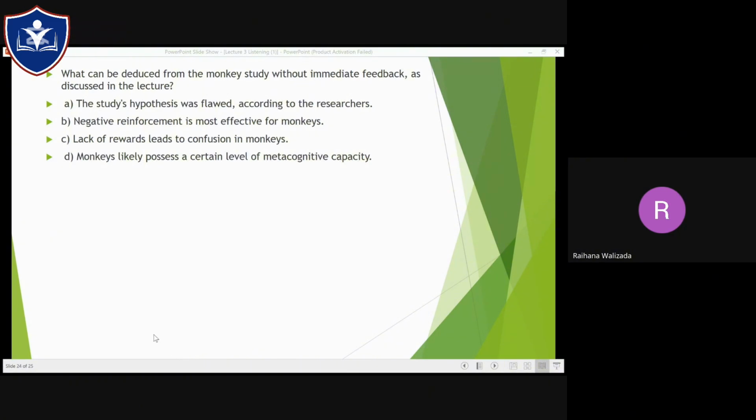All right, I believe that A and B, these two are not really the potential answers. So we're left with C and D, as you all have mentioned as well. Lack of rewards leads to confusion in monkeys, and monkeys likely possess a certain level of metacognitive capacity. So if you look at it from the teacher's perspective, the teacher wasn't sure about this either. If you remember, she didn't think that it leads to confusion. She was like, well, it does have an extent of metacognitive capacity, but she wasn't sure if it's making a confusion in monkeys or not. So I believe that D is a better choice than C. Sometimes C can look better, but for this one, I believe D is the better answer.